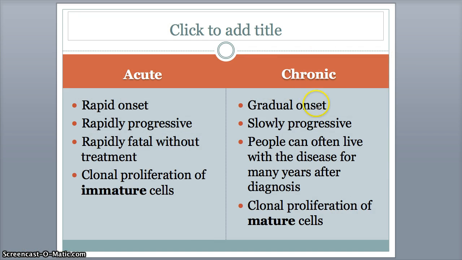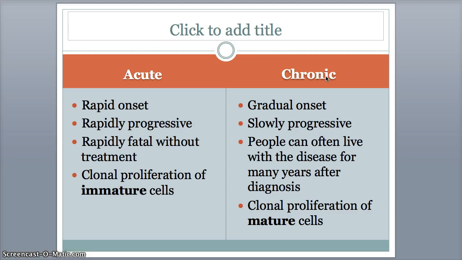When we move over to the chronic side, these diseases tend to be gradual in onset and slowly progressive. Often patients will live with these diseases for years before someone diagnoses them if they don't access healthcare often, or if their physician doesn't do regular blood work. And once the diagnosis has been made, often these patients live for many years with the disease, and in many cases, we do not even initiate therapy until the disease is causing problems.